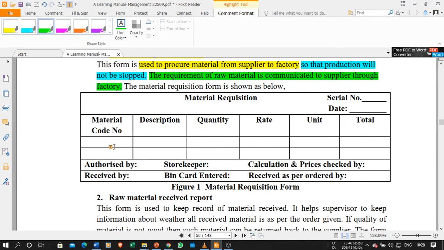So in industry, for manufacturing a final product, it requires thousands of raw materials.